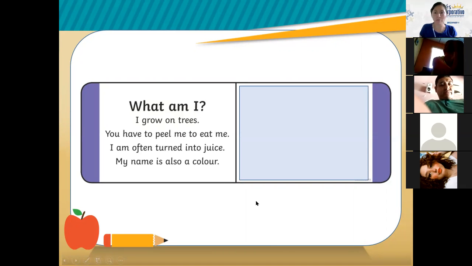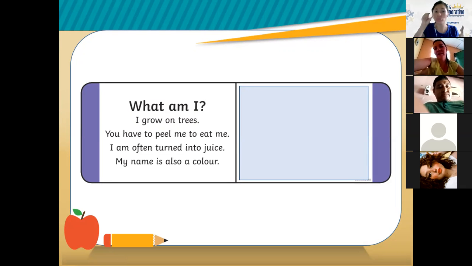Okay, the next one, what am I? I grow on trees. You have to peel me to eat me. I am often formed into juice. My name is also a color. What am I?